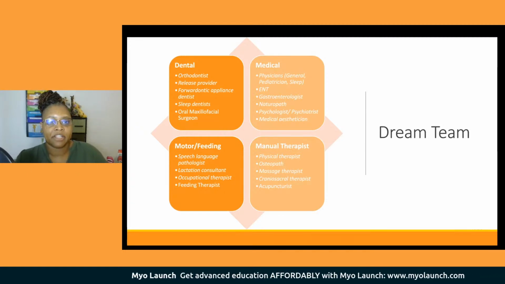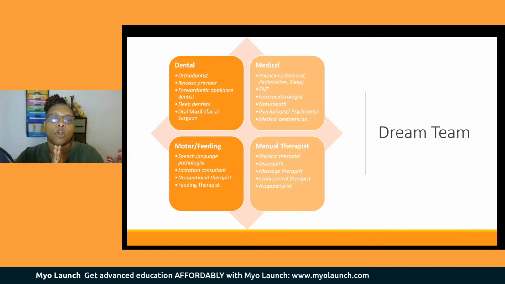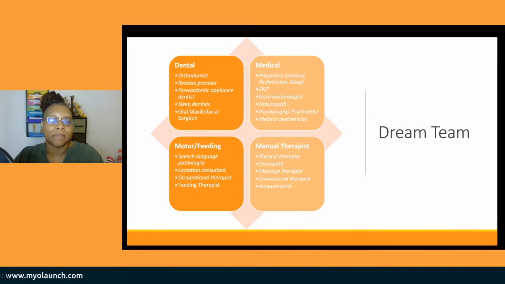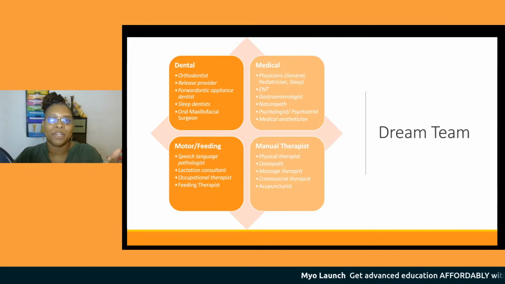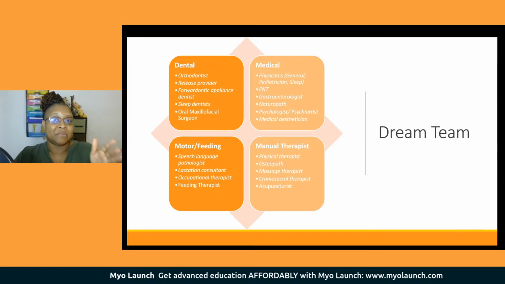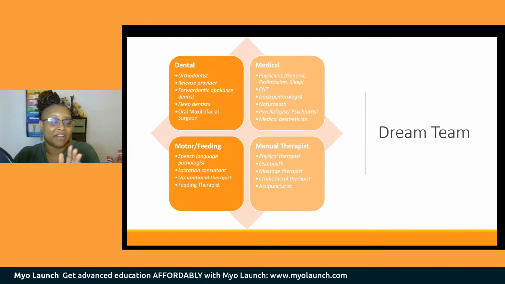But typically everything is going to divide up into these four categories: dental, medical, motor skills, feeding skills, or manual therapy. And there's some overlap in all of these. Like an oral maxillofacial surgeon could go in medical, or you could have your medical esthetician working in a little bit of a different vein under manual therapy sometimes.